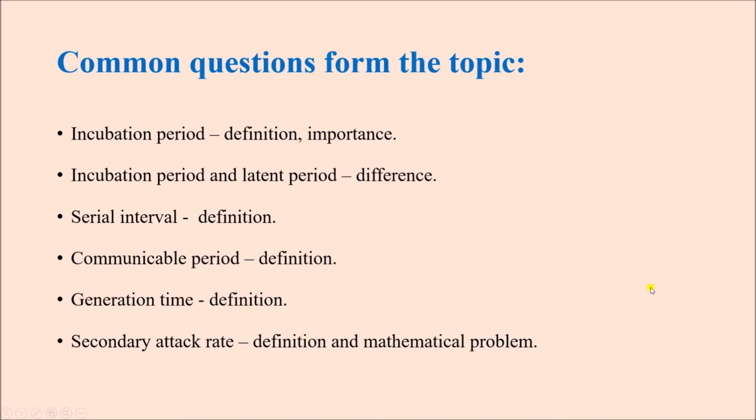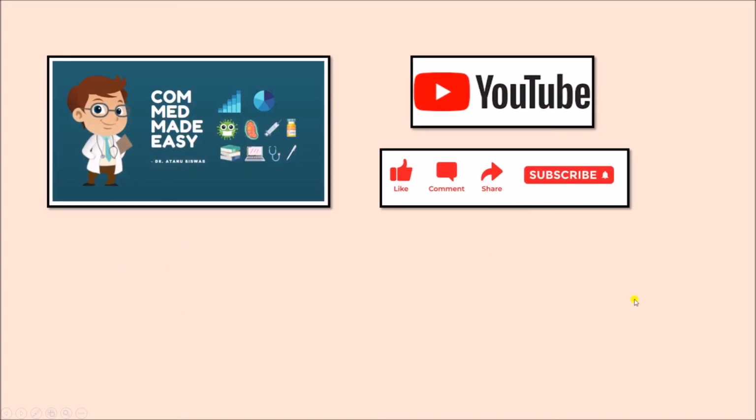Some of the commonly asked questions from today's discussion are the definition and importance of incubation period, and how incubation period is different from latent period, what is serial interval, what is secondary attack rate. There can be an epidemiological problem given on secondary attack rate. We also need to know what is generation time, communicable period, etc. So with this we conclude today's session.